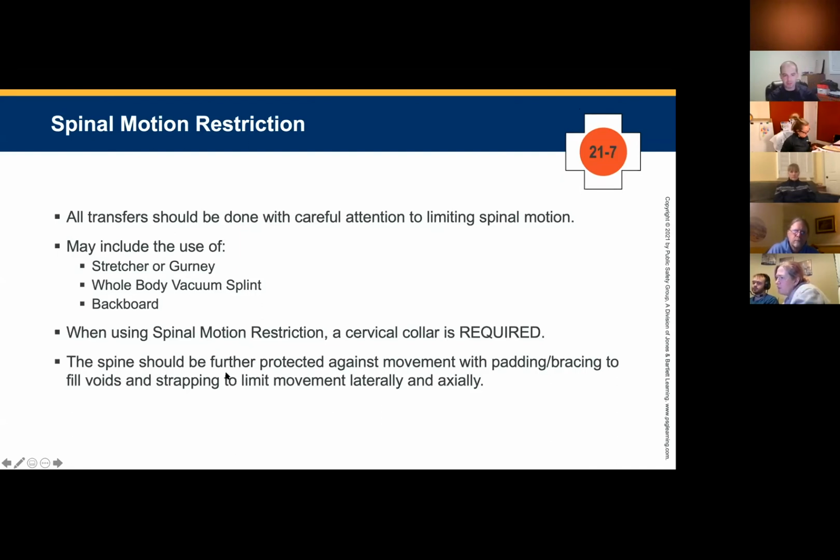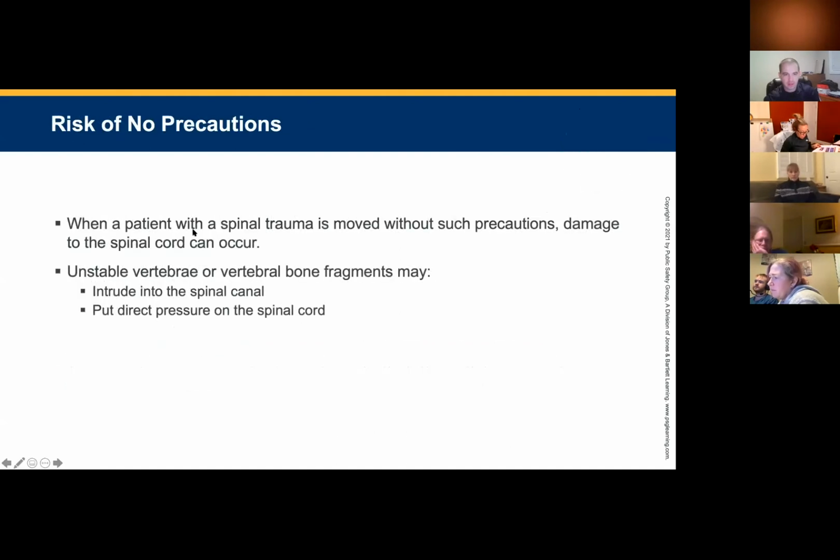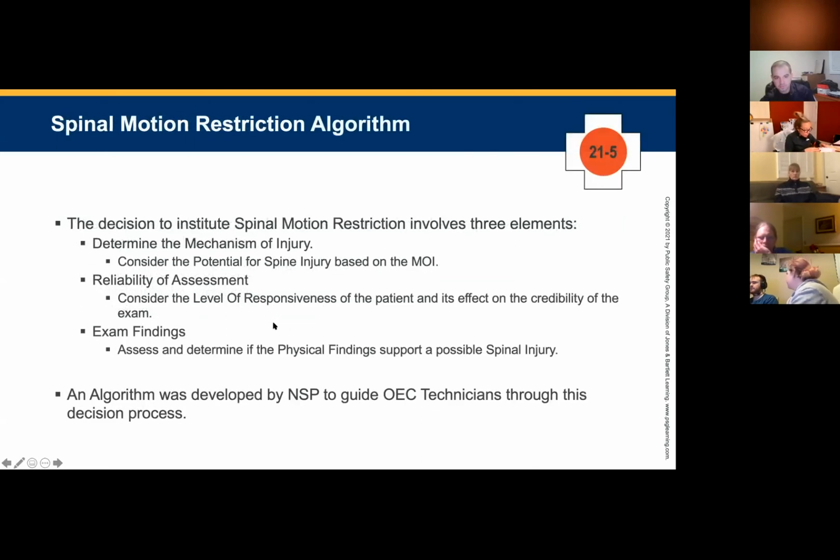The spine should be protected against movement with padding and bracing to fill the voids and strapping to limit movement laterally and axially. When a patient with a spinal trauma is moved without such precautions, damage to the spinal cord can occur. We may have unstable vertebrae or vertebral bone fragments, which may intrude into the spinal canal and put pressure on the spinal cord.